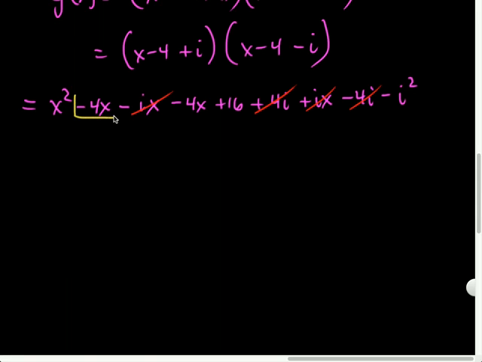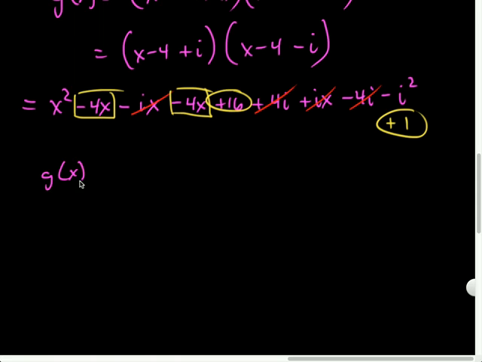Let's see, I'll be able to combine the 16 and the i squared. What is i squared the same as? i squared is negative 1, right? And then minus a negative 1 becomes positive 1. So what this simplifies down to is g of x equals x squared minus 8x plus 16 and 1 is 17.